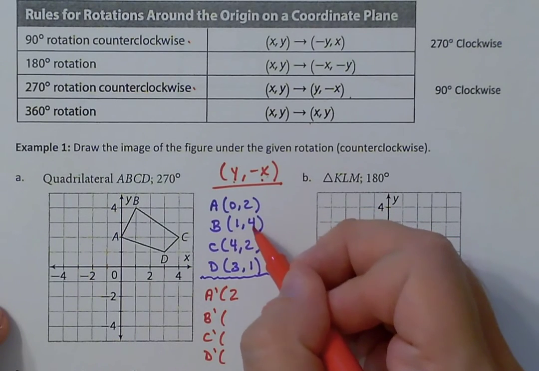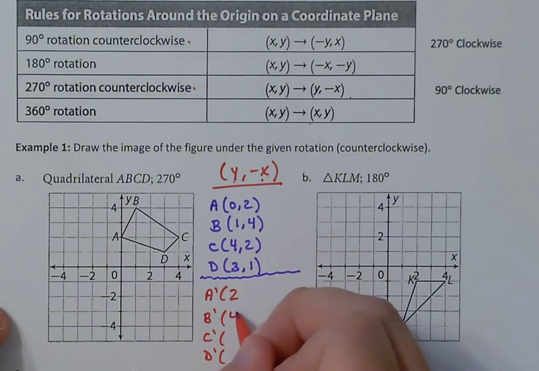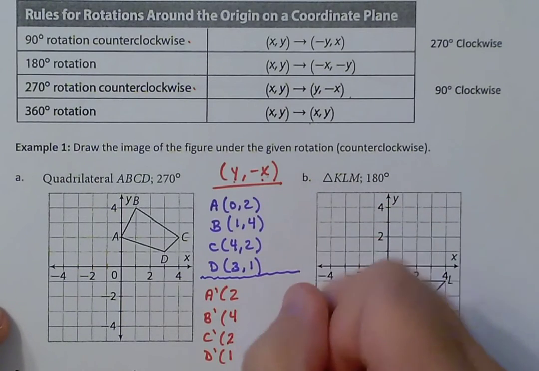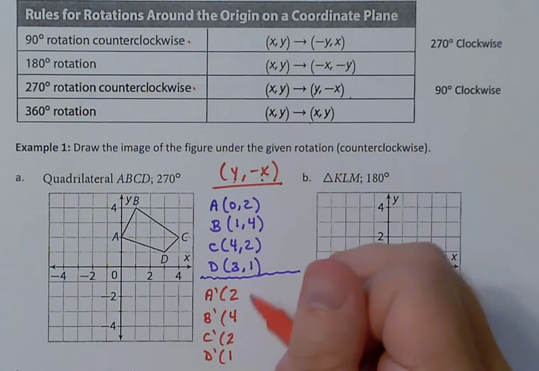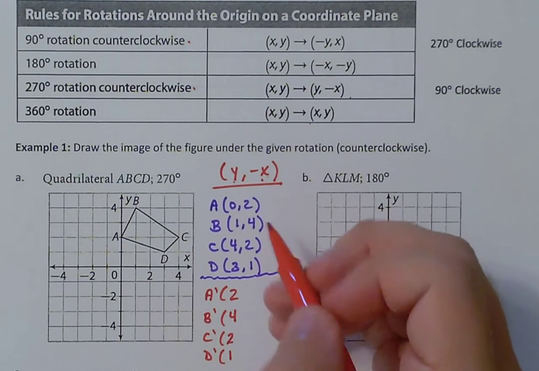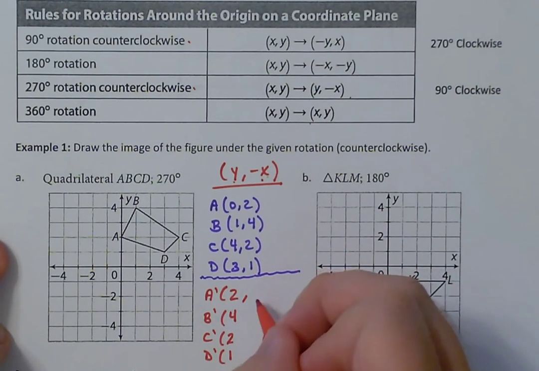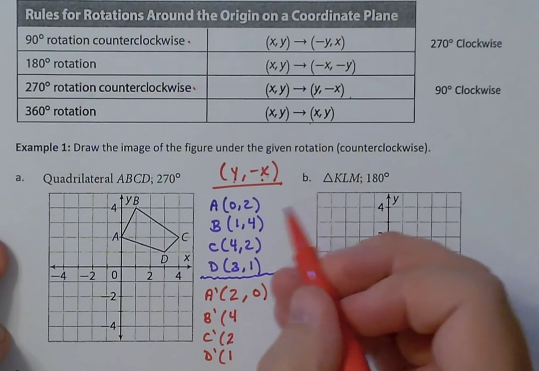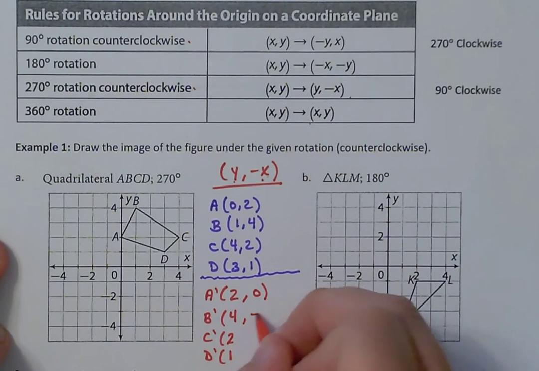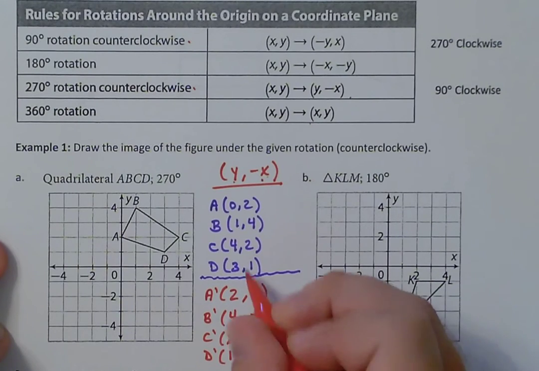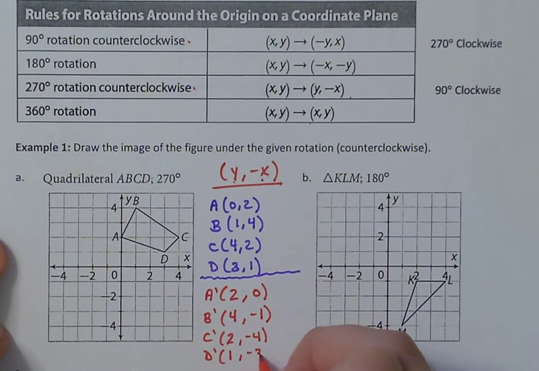So it's 2, 4, 2, 1. All the y values are now x, and then all my x values are going to be y, except I have to change the sign. So 0, I can't have a negative 0, so it stays at 0. 1 goes to -1, 4 goes to -4, and 3 goes to -3. So that is my now rotated points.